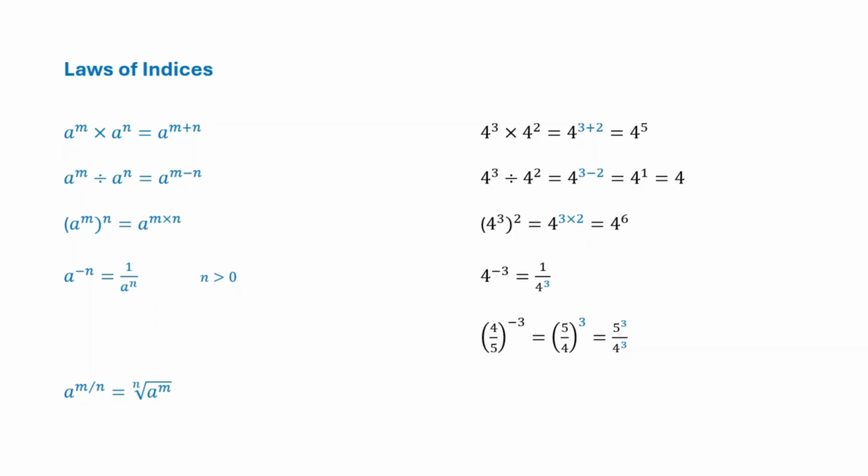The fifth rule applies when the exponent is a fraction. The numerator of the fraction works as a normal exponent. The denominator becomes the index of the root. Let's see how this works in the example. We have 4 to the power of 2/3. The numerator is 2, so we square the 4. The denominator is 3, so we take the cube root. This means that 4 to the power of 2/3 is equal to the cube root of 4 squared.